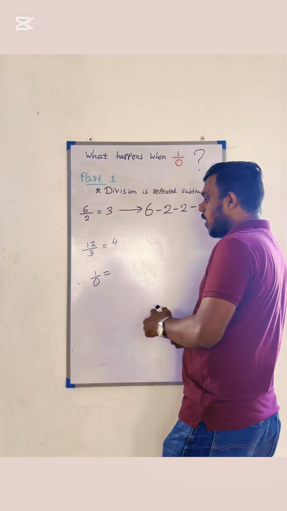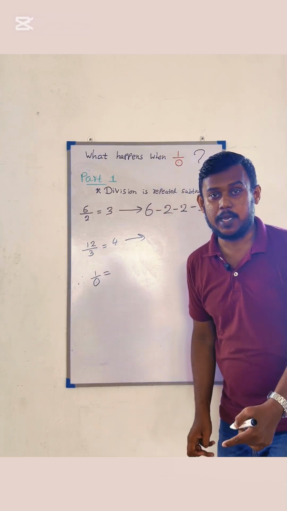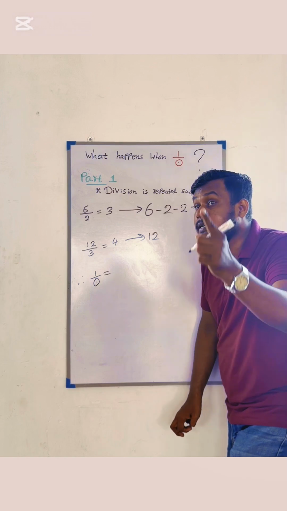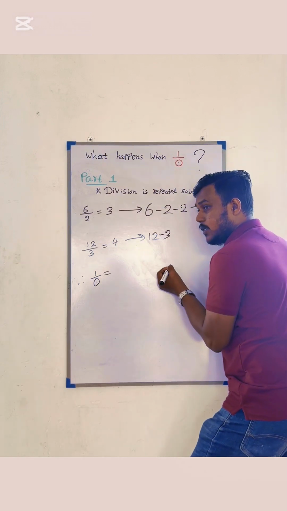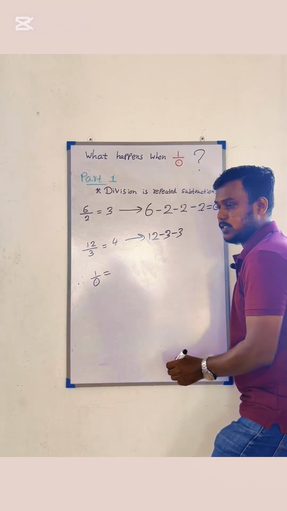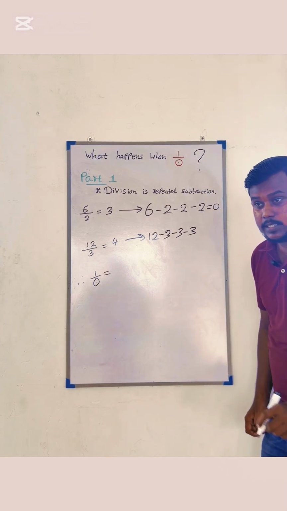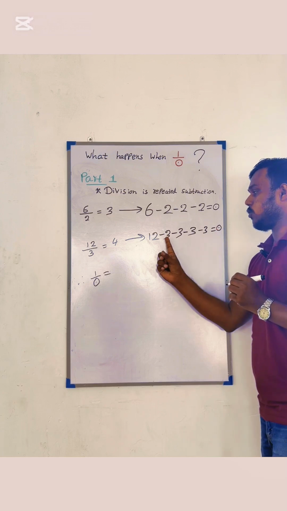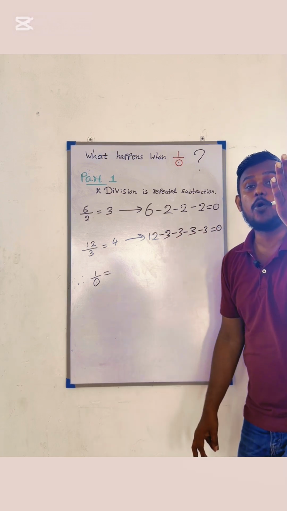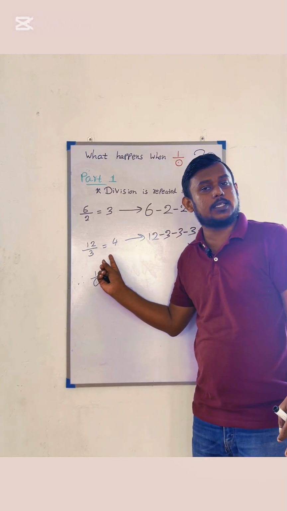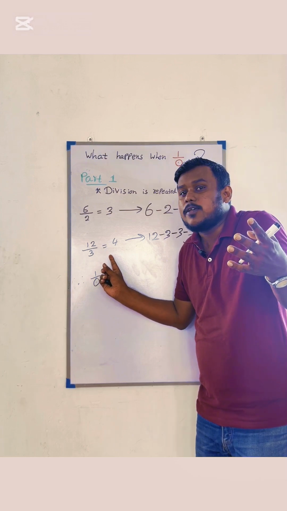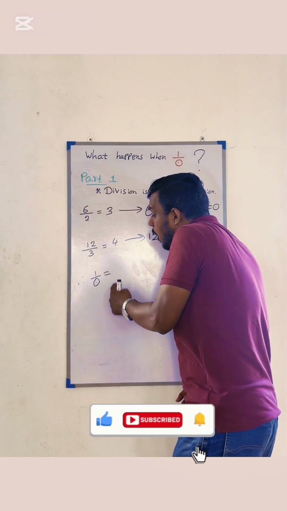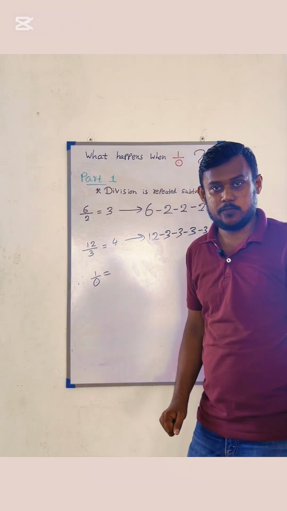So let's consider another one. 12 divided by 3, which means from 12 we have to subtract 3 until we get to 0. So 12 minus 3 is 9. 9 minus 3 is 6. 6 minus 3 is 3. 3 minus 3 will be 0. That means in order to get to 0, I have to subtract 3 4 times. So that is why 12 divided by 3 became 4. So we can apply that idea to understand what will happen if I divide 1 by 0.